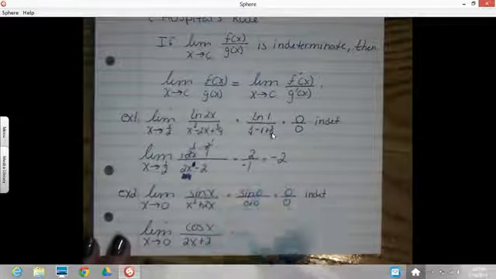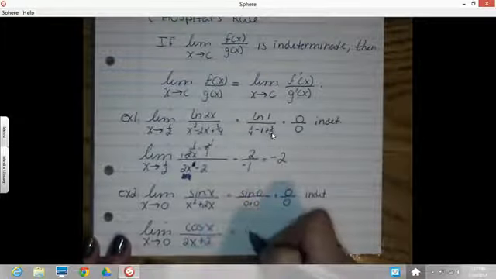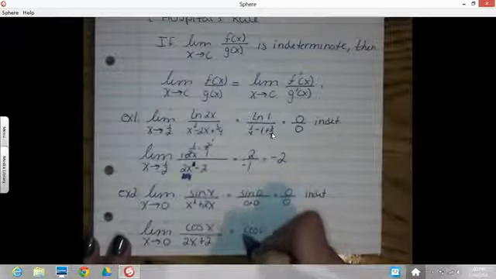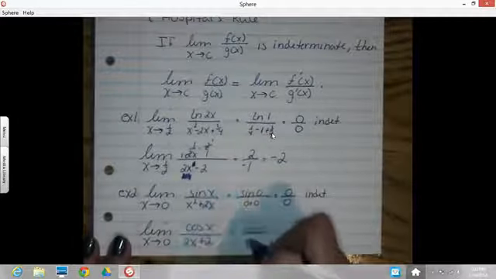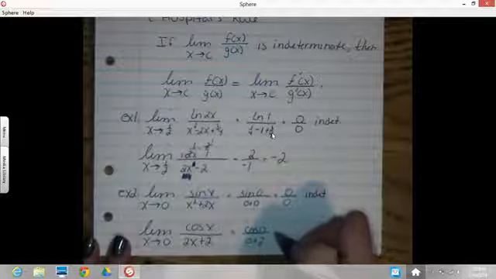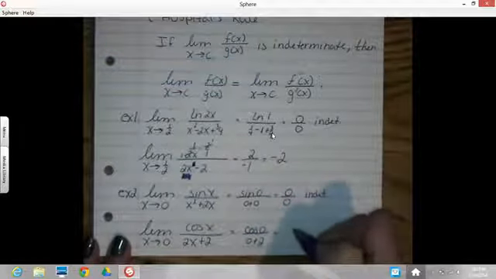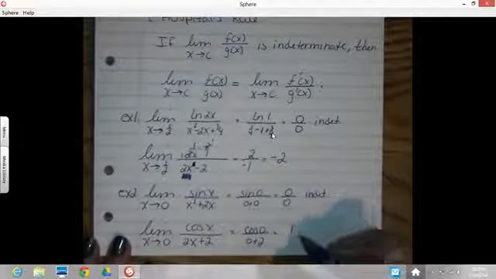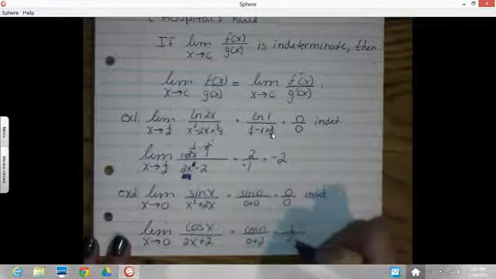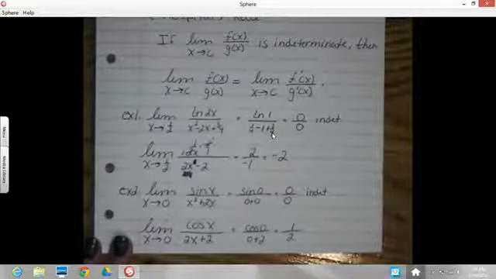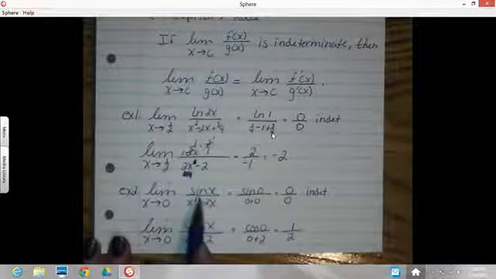This time it's 2x plus 2. Now I plug my 0 in. Cosine of 0 over 2 times 0 is 0 plus 2. Cosine of 0 is 1. If you need to type it in the calculator, over 2. So my limit is a half. And we could have looked at the graph to see that as a check, but it is a half.